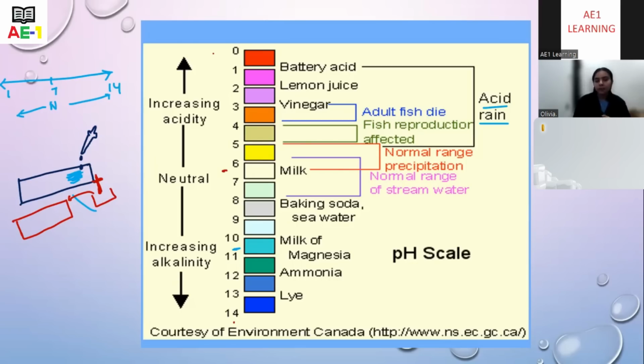One more thing: in case of acids, the closer they are to 0, the more acidic they are. And same in alkalinity, the closer they are to 14, the more basic they are in nature. So this is the direction: from 6 till 0, your acidity is going to increase, whereas from 8 till 14, your basicity is going to increase.